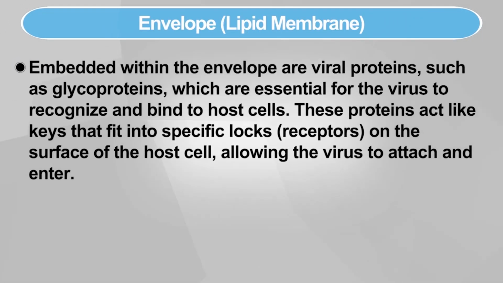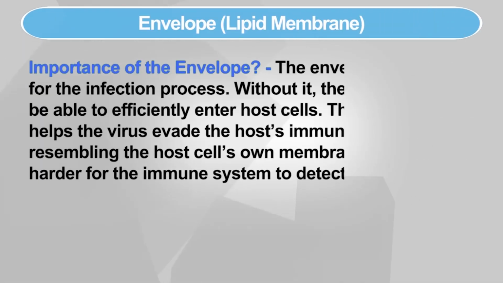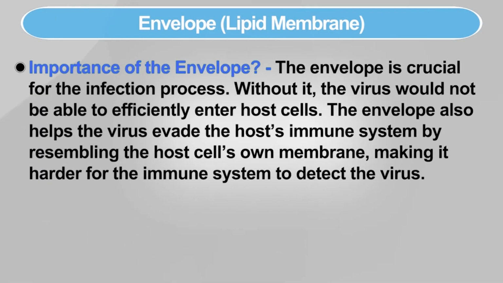Embedded within the envelope are the viral proteins such as glycoproteins, which are essential for viruses to recognize the binding sites in a particular host. These proteins act as keys that fit into specific locks, that is receptors on the surface of the host cell, allowing the virus to enter the particular host cell. The envelope is crucial for the infection process. Without it, the virus would not be able to efficiently enter into the particular host cell.